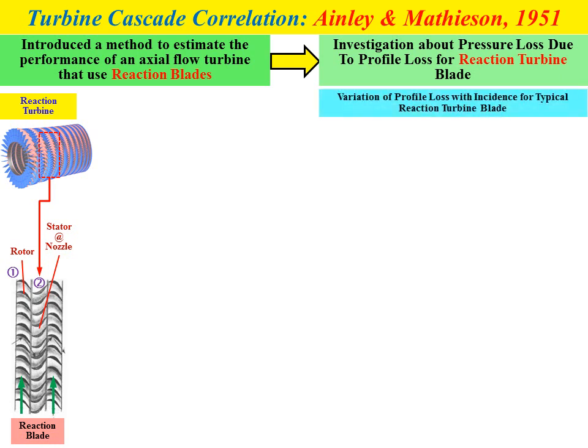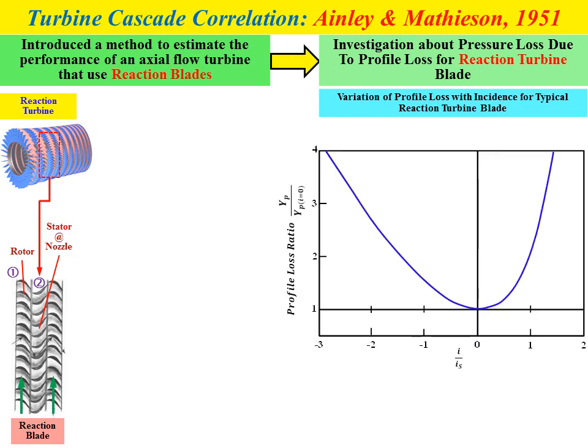So in terms of results, Ainley and Mathieson also obtained the variation of profile loss with incidence for a typical reaction turbine blade. This is the result they obtained for the reaction blades. We have the correlation between the profile loss ratio, YP divided by YP at I equal to 0, and the incident angle ratio, I divided by IS, where IS stands for stalling incident angle. So from the graph, if we know the incident angle ratio I over IS, we can determine the profile loss ratio for the reaction blade.